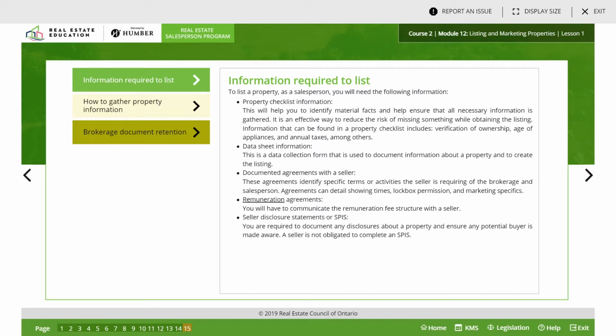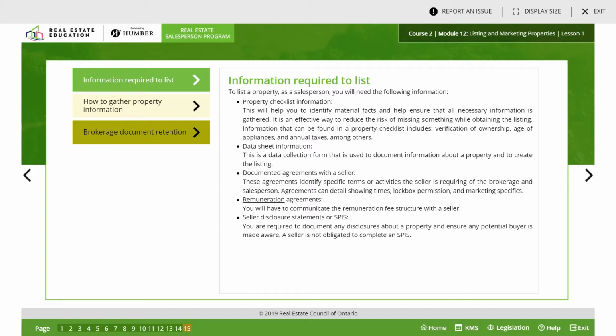To list a property, you will need the following information. You need the property checklist information, you need the data sheet information, you need the documented agreements with the seller, remuneration agreements, and seller disclosure statements, or SPIS. So basically the property checklist helps identify material facts and ensure that all necessary information is gathered. It's an effective way to reduce the risk of missing something while obtaining the listing. Information found in the property checklist includes verification of ownership, age of appliances, and annual taxes, among others.